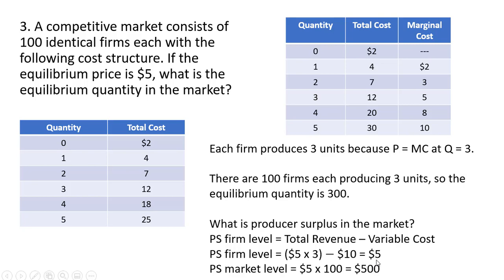Since there are 100 firms in this market, each earning producer surplus of $5, the producer surplus in the entire market is $500, 5 times 100.